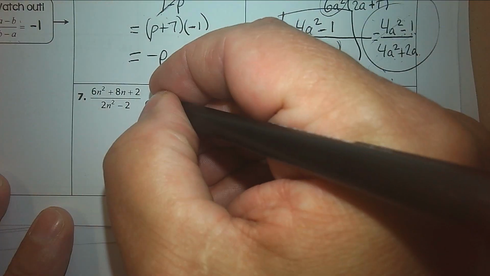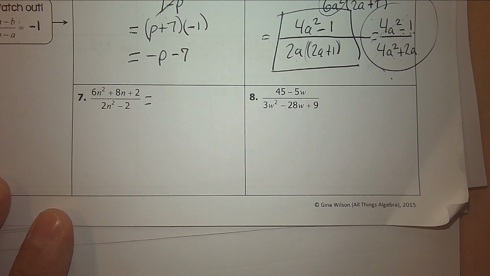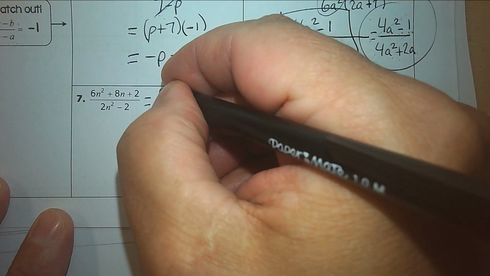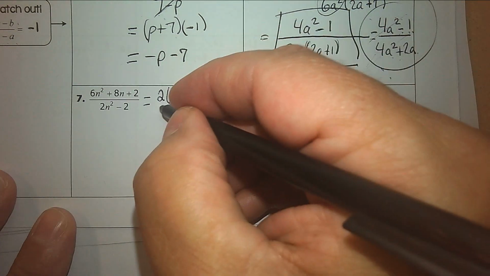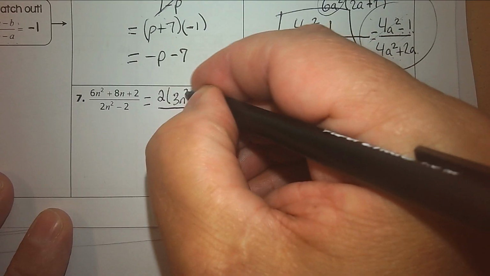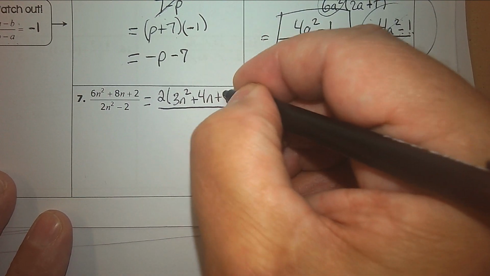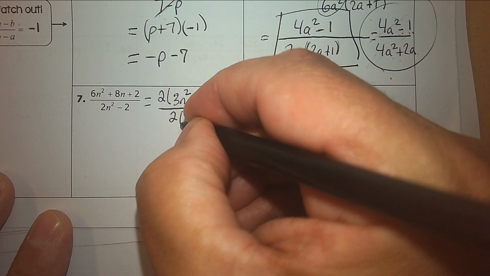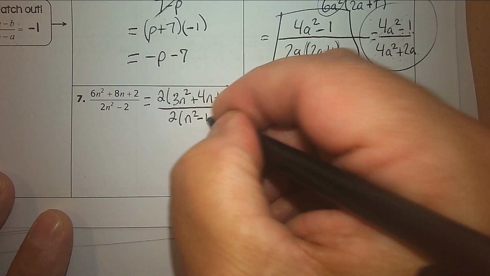I want you to look at the numerator, Richard, and I want you to factor it. Step 1 is there's a common factor in the numerator, which is 2. So when I divide out a 2, what's left over? 3n squared plus 4n plus 1. Just for fun, we're going to factor out a 2 from the denominator as well. What would be left over? n squared minus 1.